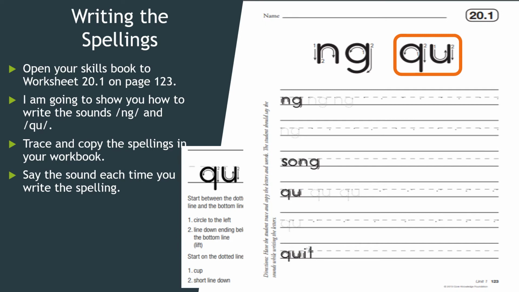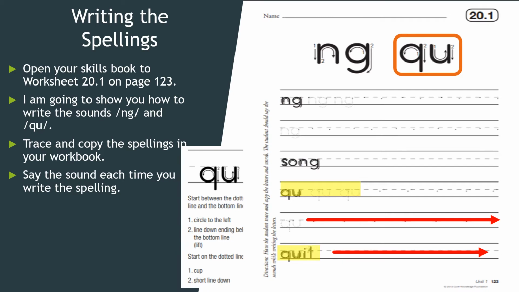For your U, you will start on the dotted line as well. You will go down, making a cup shape, going up, and then go back down with a short line to the bottom line. And you have your U. Make sure you are saying the sound each time you are writing the spelling QU. Qu. Make sure you trace the QUs that are on your paper, and then copy all the way to the end of the lines.